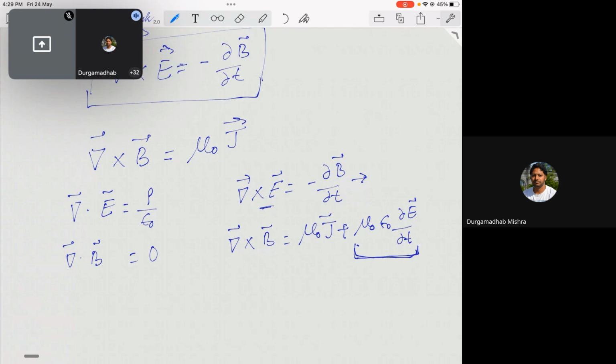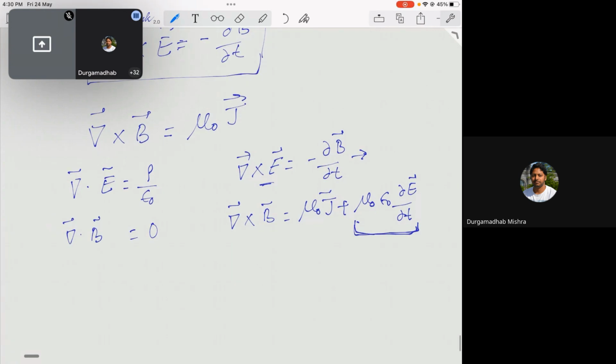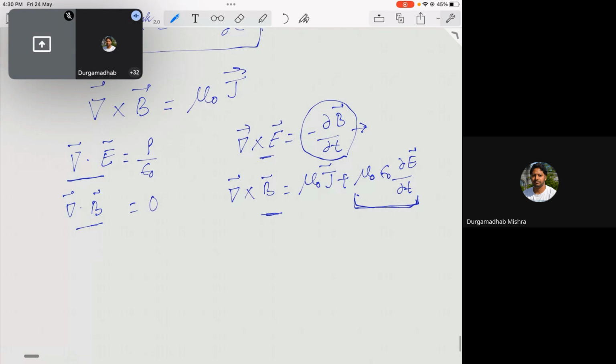So one is the symmetry consideration, as I said. From a symmetric point of view, the divergence of E is rho by epsilon naught, and the divergence of B is 0. Then when you look at the curl of E, there is a time dependence of the magnetic field. So you expect there should also be a time-dependent term with respect to E. From symmetry consideration it should be there. But there is also another way of looking at it.